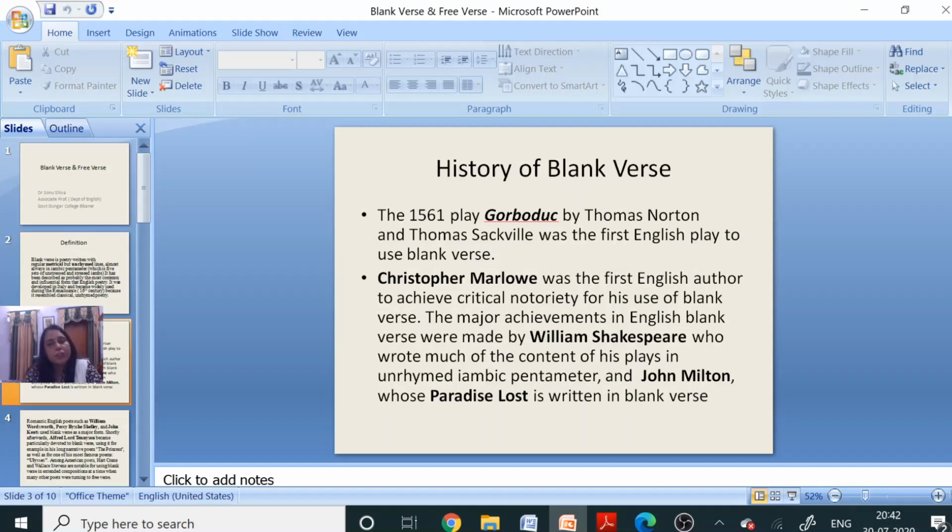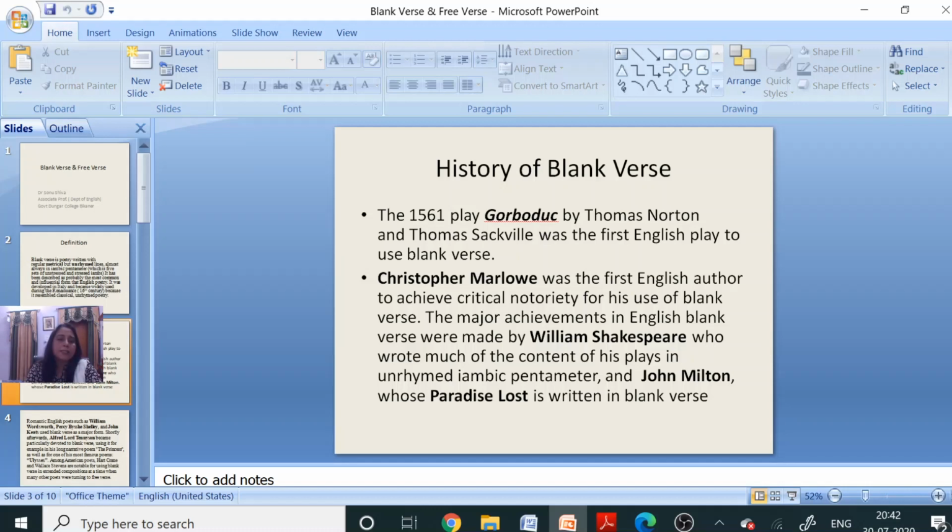If you look at the history of blank verse, the 1561 play Gorboduc by Thomas Norton and Thomas Sackville was the first English play to use blank verse. And when we go into this 16th century, Christopher Marlowe was the first English author to achieve critical notoriety for his use of blank verse.